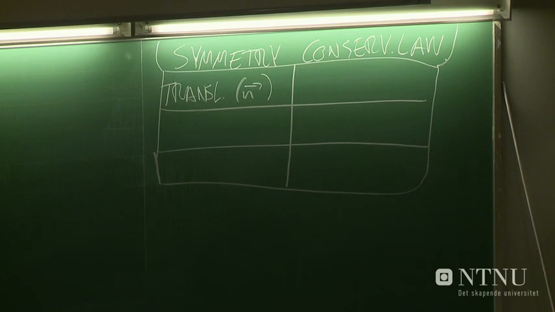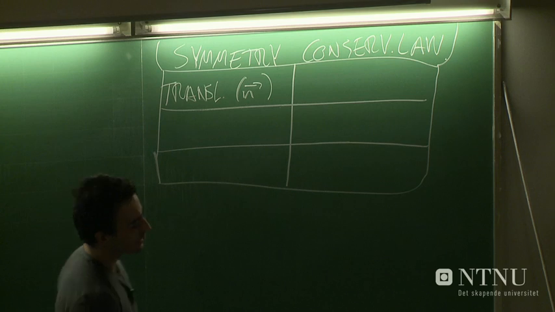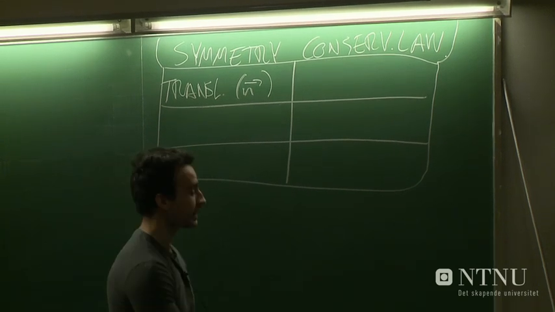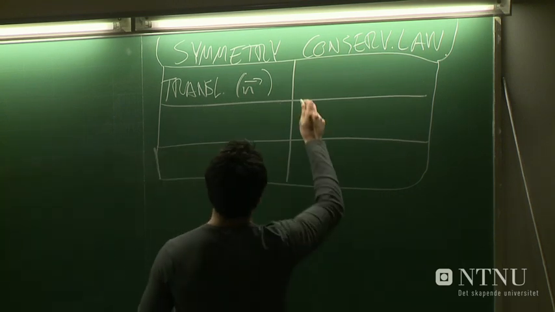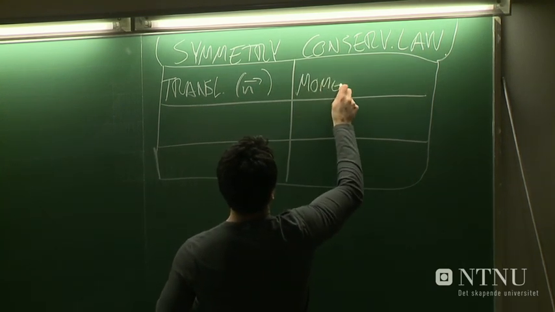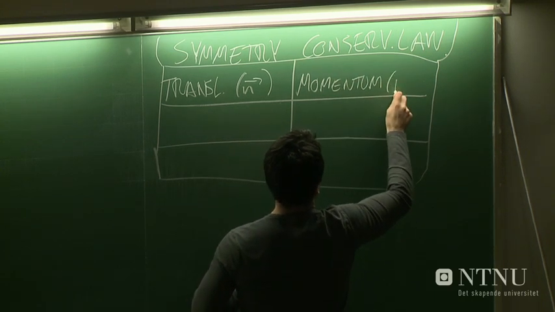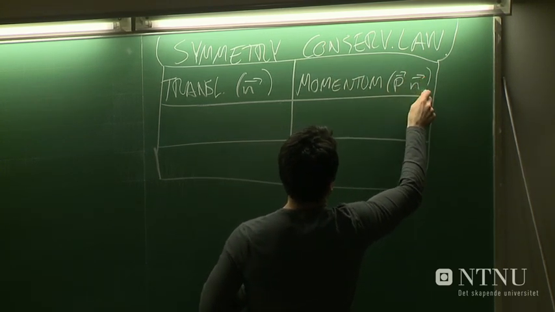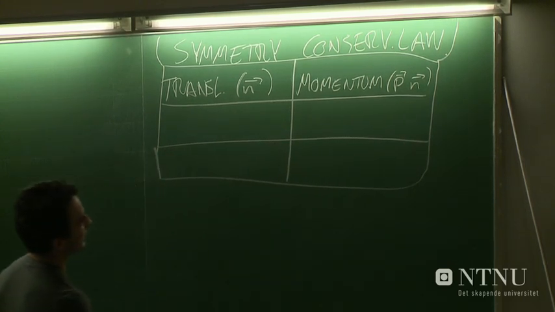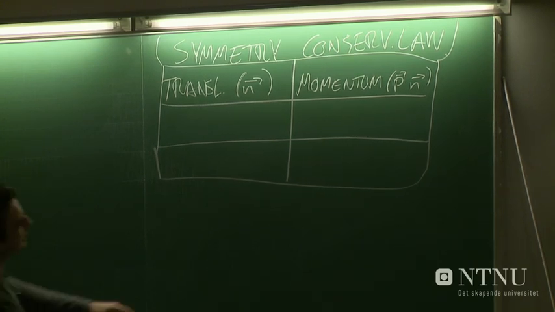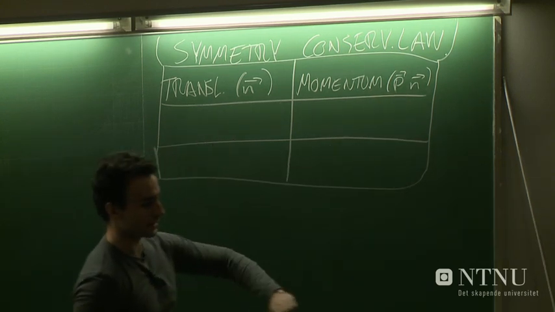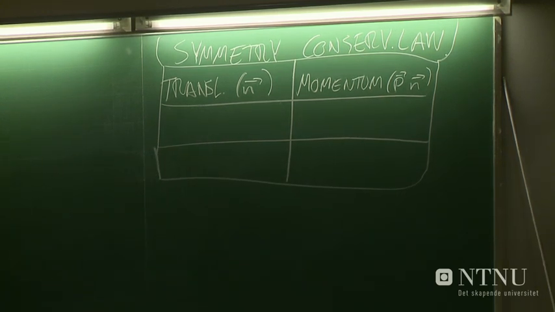Along some direction which was characterized by a unit vector n. And we saw that the conserved quantity in the system that has such a symmetry is the momentum in the direction of this translational symmetry. So the component of the total momentum p in the direction where we have this translational symmetry will be conserved.